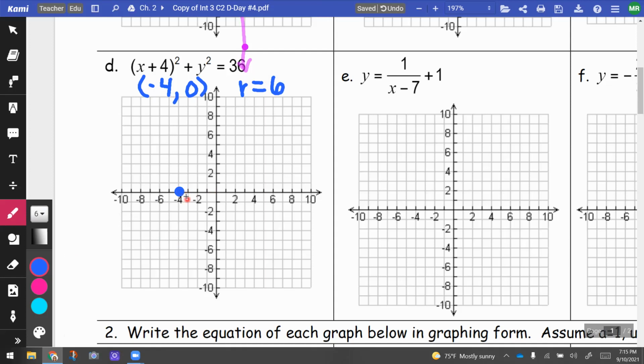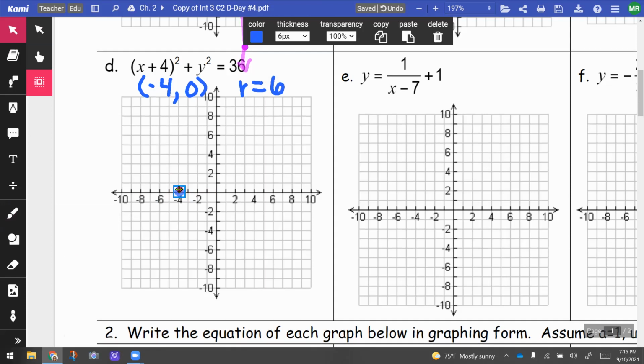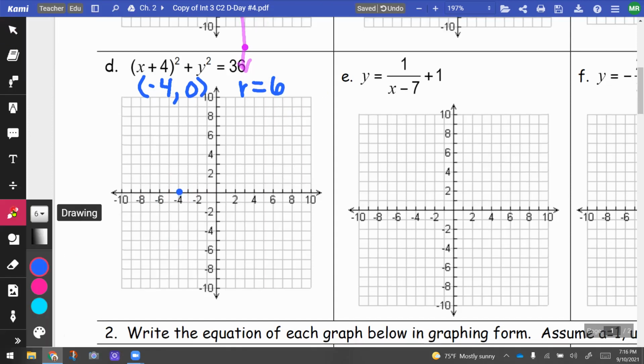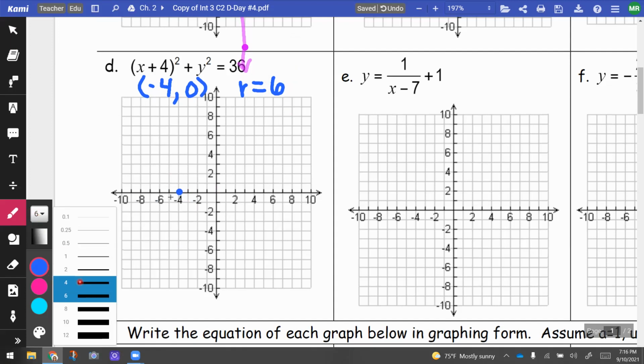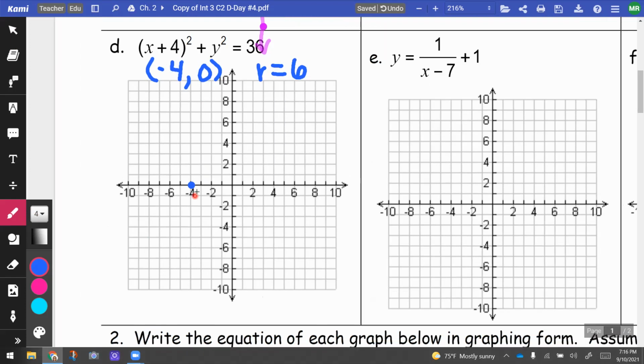And then I'm going to be going out 6. Here, I'm going to make that slightly smaller. Sorry, maybe a 4. Okay. And so I'm going to go out 6. And let me just kind of zoom in a little bit. So, okay. 1, 2, 3, 4, 5, 6, in each direction.